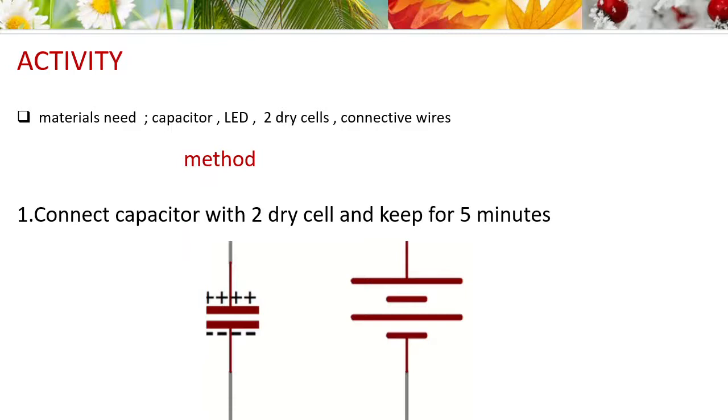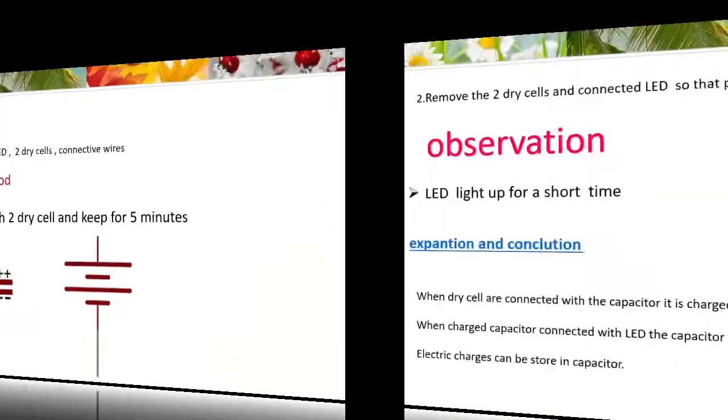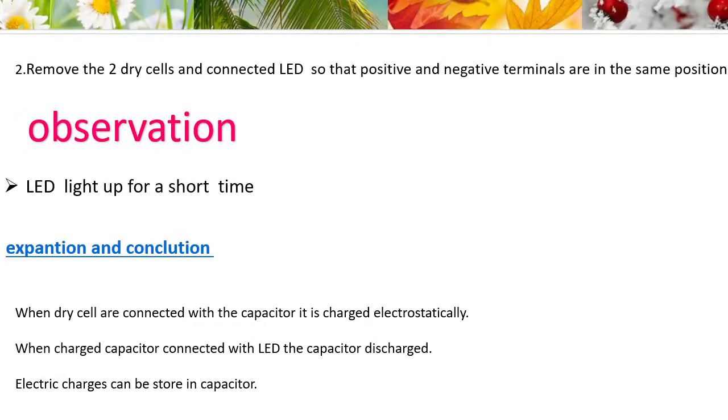First we connect the capacitor with 2 dry cells and keep it for 5 minutes. Second, remove the 2 dry cells and connect the LED so that positive and negative terminals are in the same position. So the observation is the LED lights up for a short time.